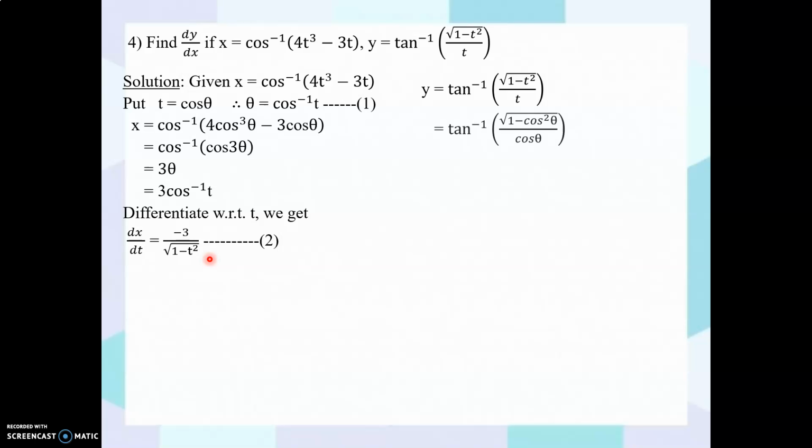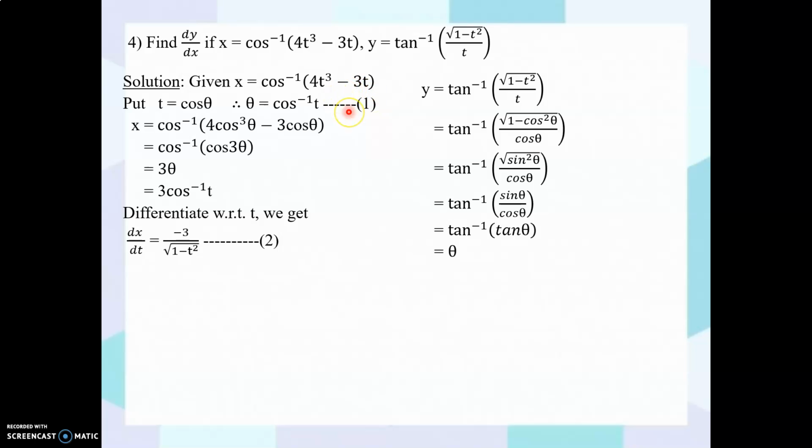Then y is equal to tan inverse of root of 1 minus t square upon t. The same substitution we have given here. After substituting, you are getting tan here. So that is why we are giving this substitution. So root of sin square theta upon cos theta. Sin theta upon cos theta is tan theta. Then tan inverse cancel. So equal to theta.